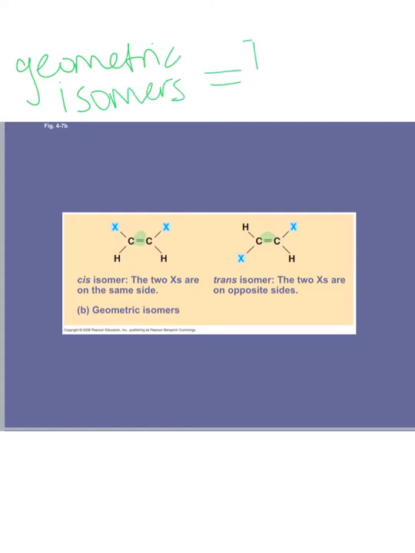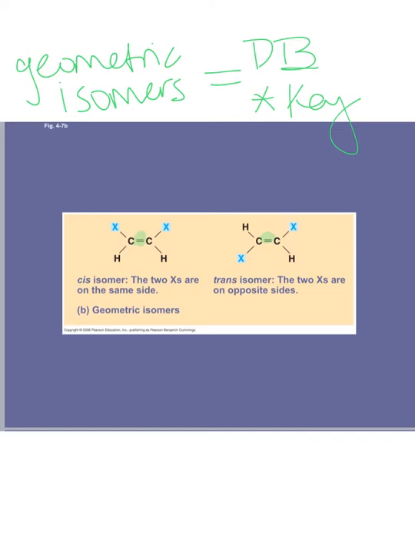The next type of isomers we're going to talk about are geometric isomers. Now, the key to geometric isomers is always going to be the double bond. So if you do not have a double bond, you do not have geometric isomers. So geometric isomers will always have that double bond. That's going to be the key. Okay, so the way that we identify geometric isomers is based around the orientation of the constituents around that double bond.